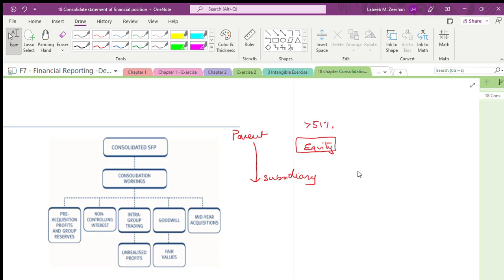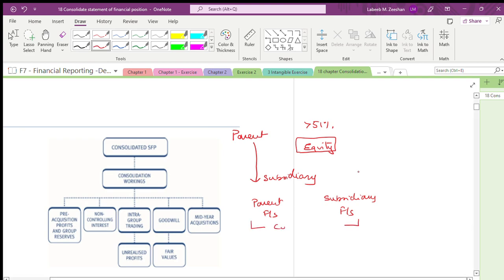When you are doing this, there are so many things which have to be merged. The parent company financial statements as well as the subsidiary company financial statements have to be merged. And when you are doing this process, it is called consolidation. It is a very specialized topic.